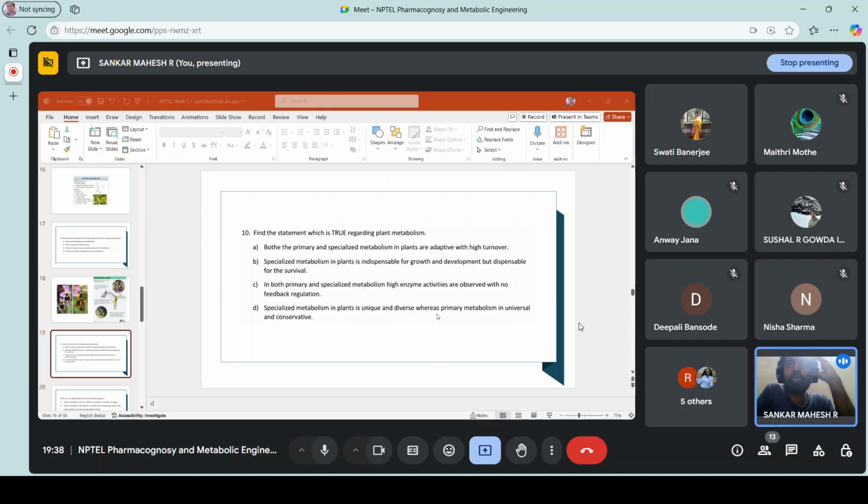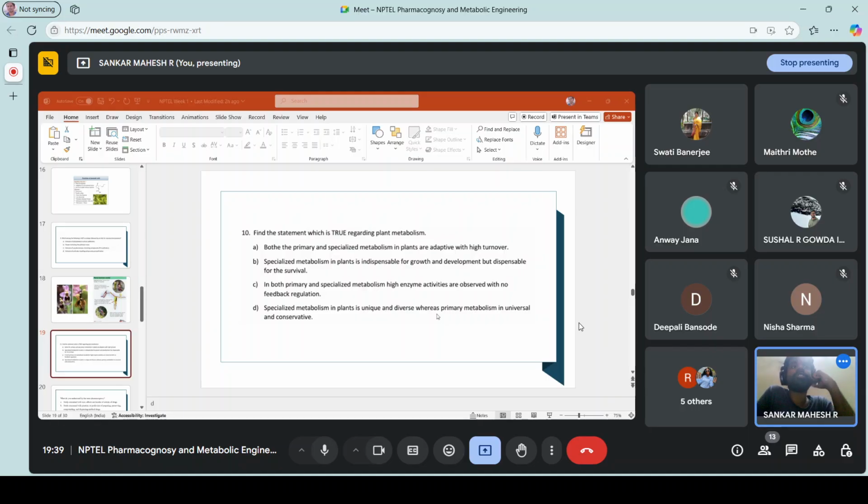And so now we have options C and D. In C also, it is low enzymatic activities for secondary specialized metabolism. Primary, it is high enzymatic activity. So I think that D is the answer. So, what about feedback regulation? Do you think these enzymes need feedback regulation?